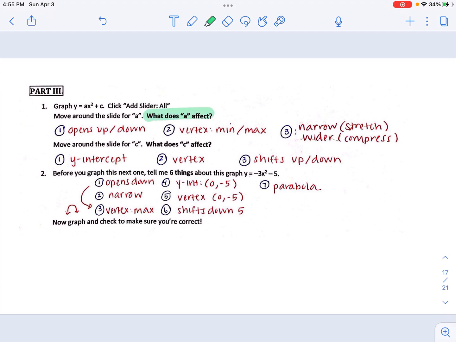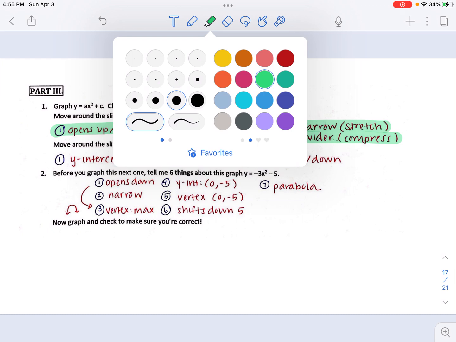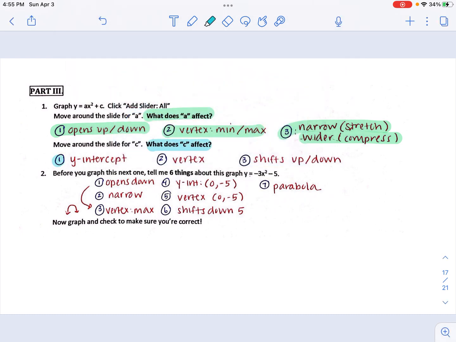So as you went through it, we started to notice a lot of things. A affects the following three things. It affects whether or not the graph opens up or down, whether the vertex is a min or a max, and whether the graph was narrow, a vertical stretch, or wider, a vertical compression. When we started to look at how c affects the graph, c tells us our y-intercept, it tells how the graph shifts up and down, and it also gives us insight into our vertex. So, as we start to explore different functions, we really should be making predictions about what the graph is going to look like even before graphing it.